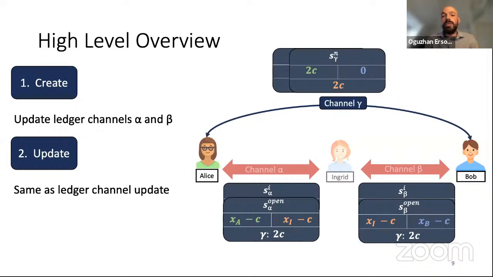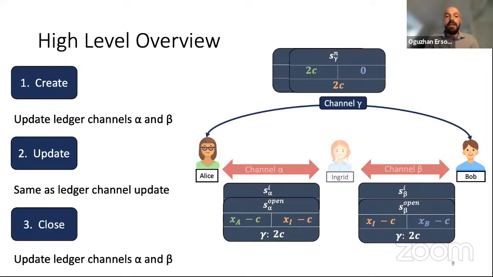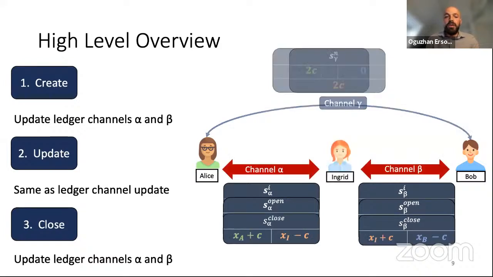So assume that these parties exchange several transactions, and at the end, let's say all coins are now on Alice's side, and then they want to close this virtual channel. What they do is close this virtual channel by updating their existing ledger channels. So at the end, what we achieve is that Alice has C more coins and Bob has C fewer coins. From Ingrid's perspective, the total coins of Ingrid didn't change. So this is the balance security of Ingrid.